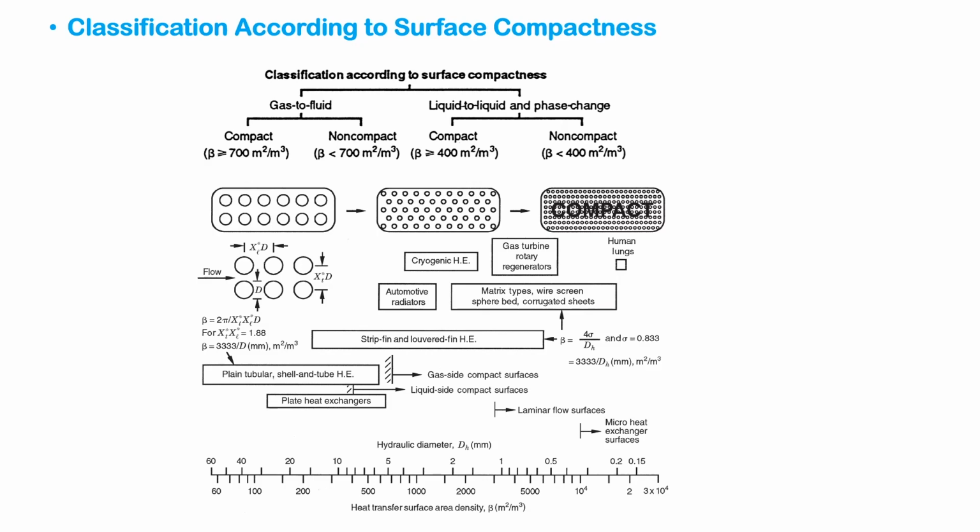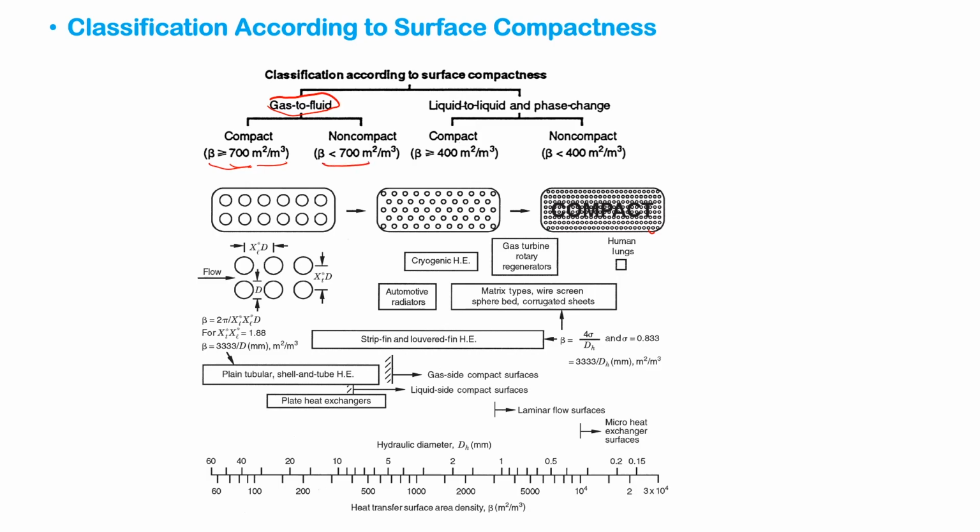You can also classify heat exchangers with respect to their surface compactness. This means how densely the tubes are placed with respect to one another. If the tubes are very close to each other, it becomes compact. If the separation between the tubes is far, it is less compact. Usually, if you are dealing with a gas-fluid heat transfer process, compact is defined by the surface area per unit volume. If it is greater than 700, it is compact. If it is less than 700, it is non-compact.